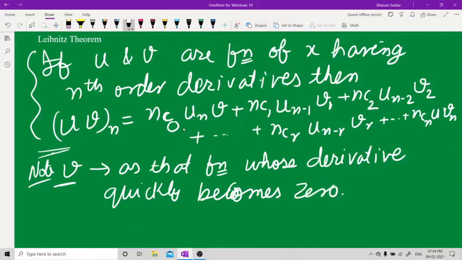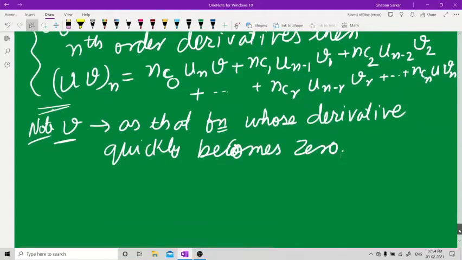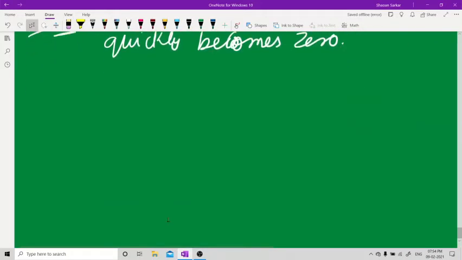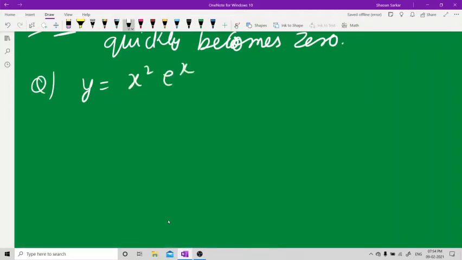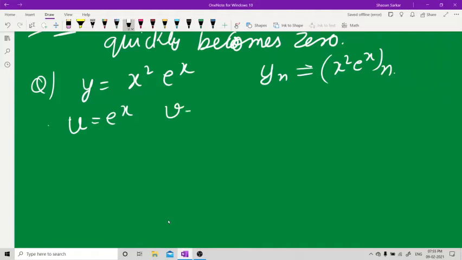Things will be easier. Let's take first an easy example. See, my function is given as a question: y equal to x square e to the power of x. Now they are asking me yn. That means they are asking me the nth derivative of x square e to the power of x. So first you find the derivative. You take u equal to e to the power of x and v equal to x square.